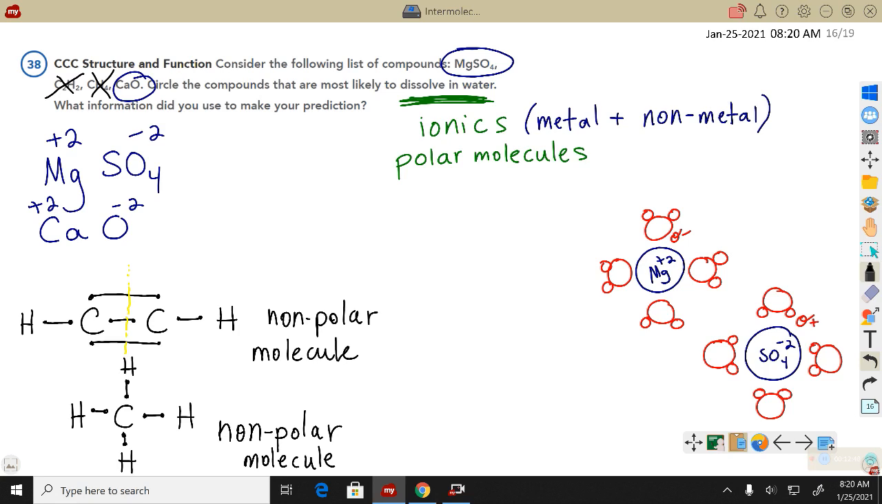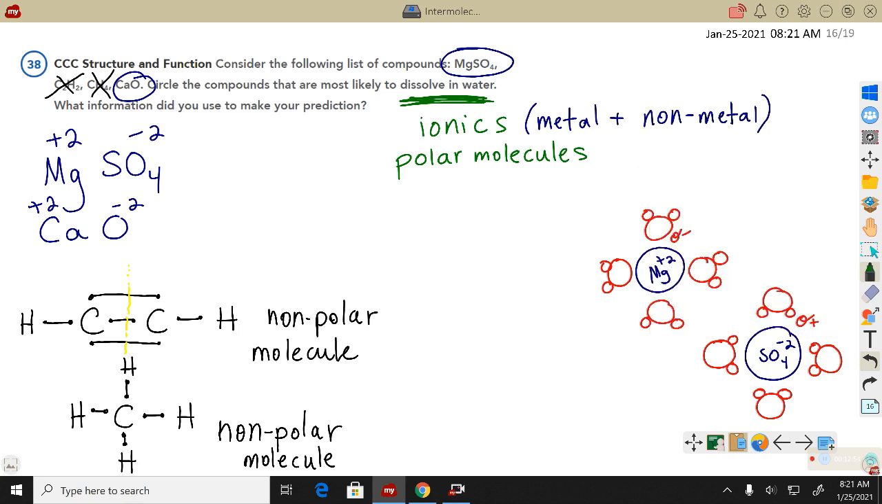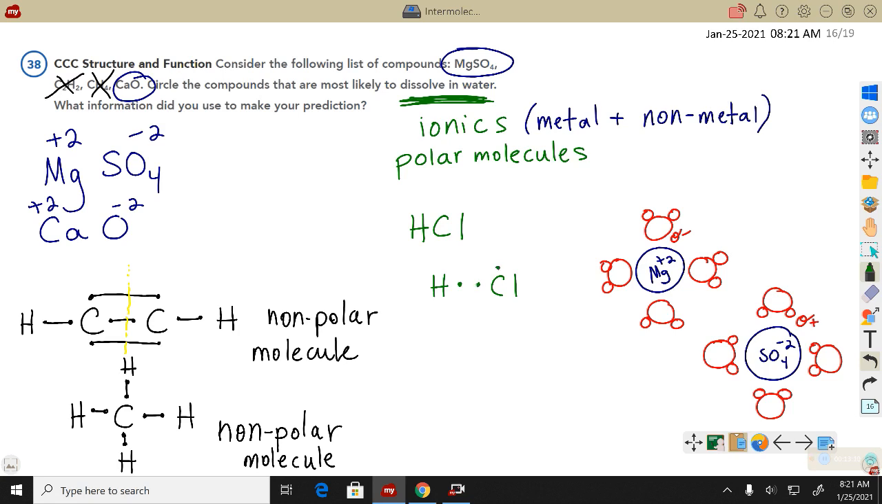Now, let's add to this list. What if they gave us something like this? What if I was given HCl? Oh, well yeah, HCl, that's a simple one to draw. Hydrogen, chlorine's got 7 valence electrons. There we go. So yeah, HCl, it's a really simple molecule. It's only got 1 bond, and that 1 bond is very polar. Chlorine has a higher electronegativity than hydrogen.